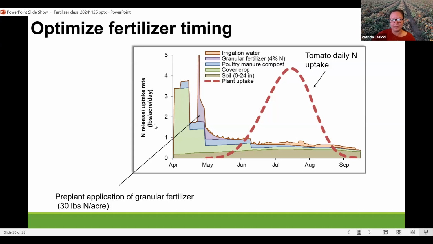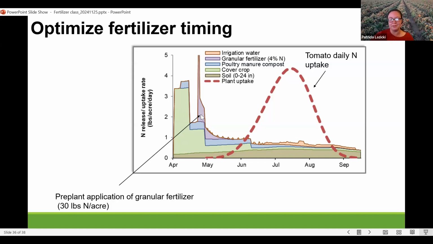And what I want you to notice is just how front-loaded organic systems kind of have to be, because the cover crop in this green has to be incorporated significantly in advance, the same as with poultry manure compost. So they need time to break down before the crop, in this case tomato, gets put in.